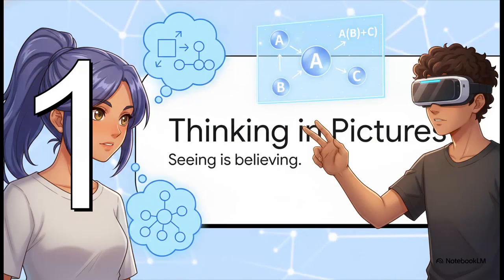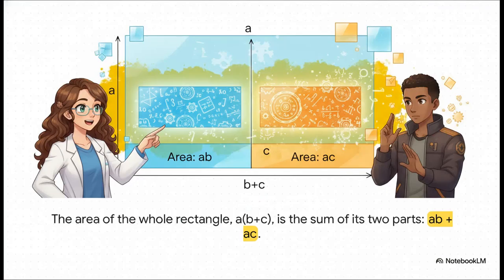All right, Section 1, Thinking in Pictures. As they say, seeing is believing. Okay, so check this out. Forget the numbers for a second and just look at this rectangle. Its height is A, and its width has been split into two chunks, B and C. So the area of the whole big rectangle is the height, A, times the total width, which is B plus C. Makes sense. But you can also just see it's made of two smaller rectangles, right? The first has an area of A times B, and the second has an area of A times C. So the total area is just the two parts added together, AB plus AC. This picture, this is the why behind our puzzle.